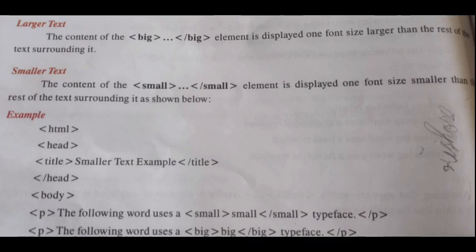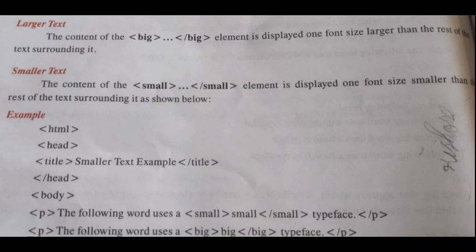Next is the big tag and small tag. The big tag is to display the text bigger than the normal size of the sentence. The small tag is to display the text smaller, that is, below the normal size. Above the normal size is big, below the normal size is small. When you see the result, you can understand much better.